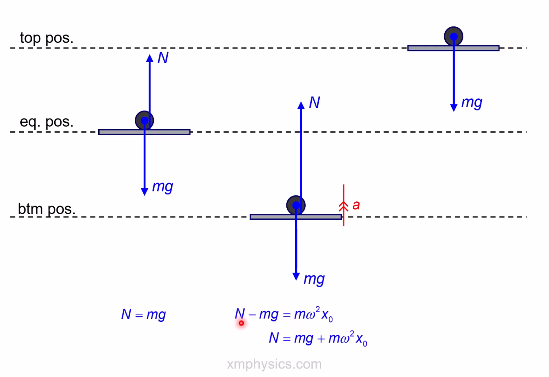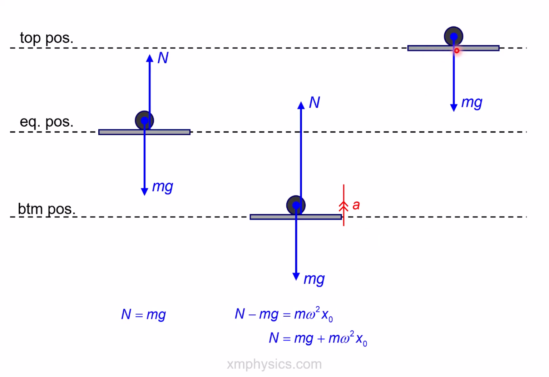The upward normal contact force minus the downward weight should be equal to my net force. And for SHM, the net force is the restoring force, which can be written as m omega square x naught. So you can see very clearly here that your normal contact force is not mg, it's larger than mg by this amount here. It must be larger by this amount so that you have the restoring force to produce the simple harmonic motion.